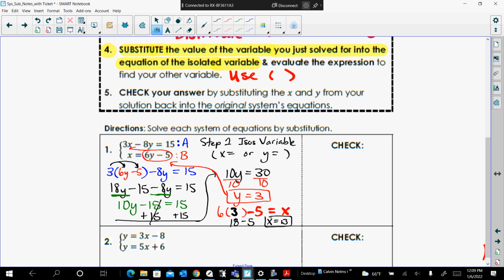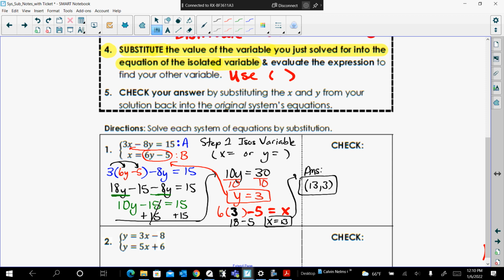Your answer, guys, is always an ordered pair. And I know I ran out of room, but the answer would be the ordered pair 13, comma 3. Just like a point on the graph, that's what you're going to have as an answer.